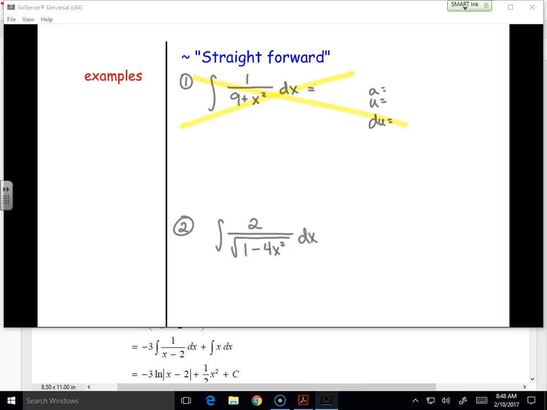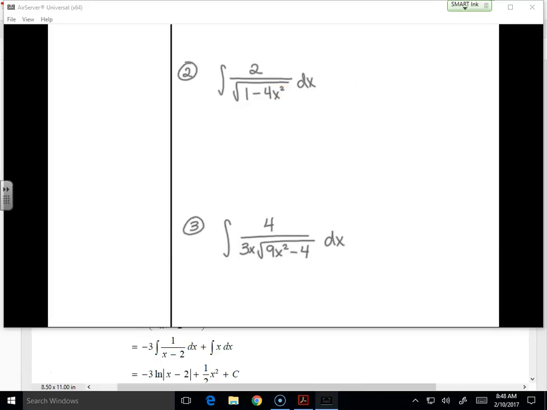Let's start with examples 2 and 3. My question to you is, what integration rule does number 2 seem to match? Which one though? Arc sine. Square root of 1 minus something. Okay, hold on. We have to look at this a little differently. It's the square root. The 2 can come out, right? No big deal. Who's being squared? 2x.